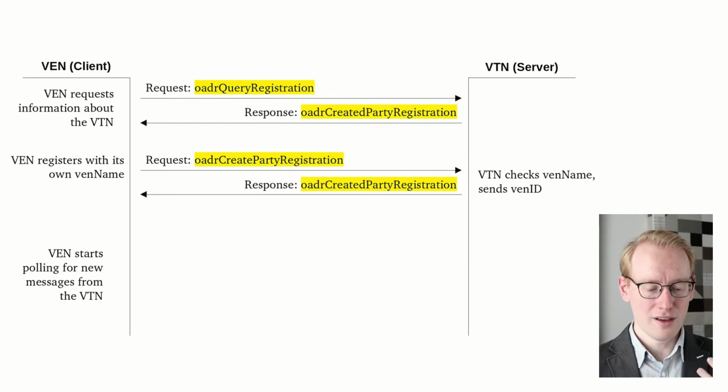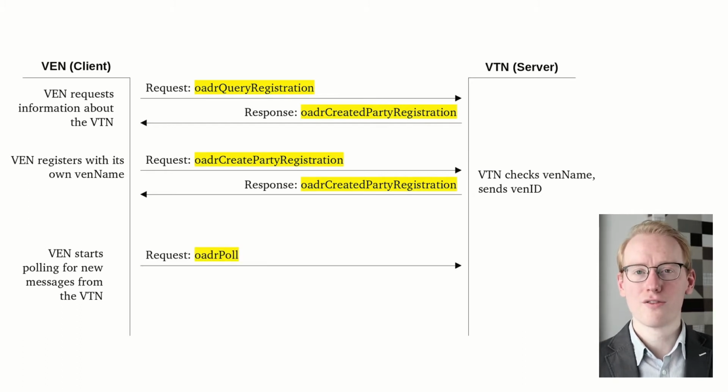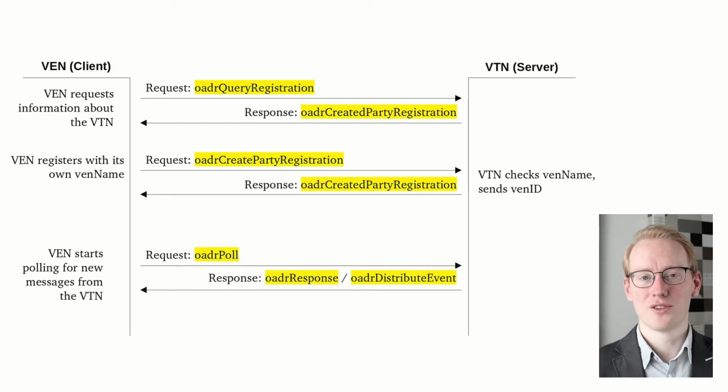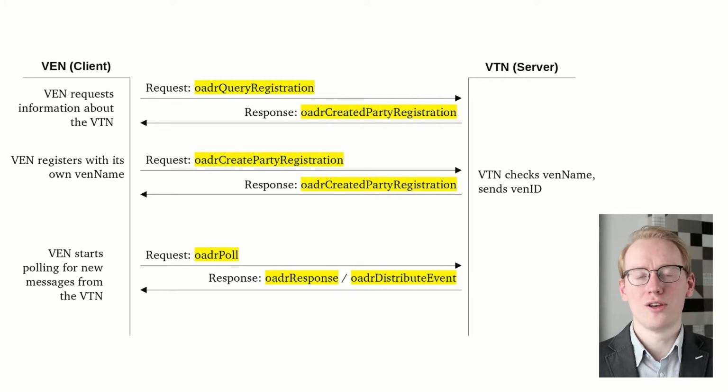And then the VEN will automatically start polling for new messages. So every, for instance, 10 seconds, it will ask the VTN, do you have anything new for me? And it can either say no and you get an empty response, or it can say, yes, I have an event for you. And then you can get to work dealing with that event.